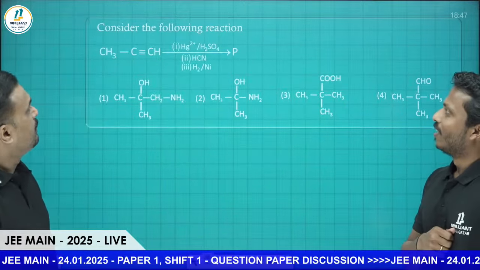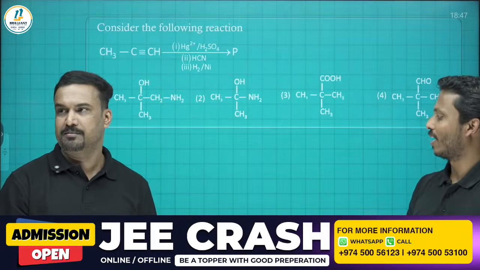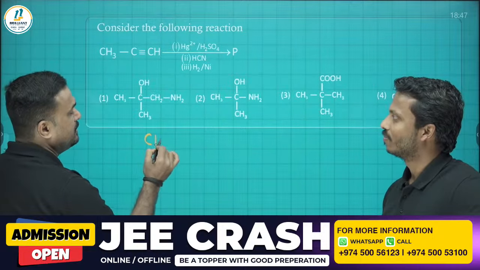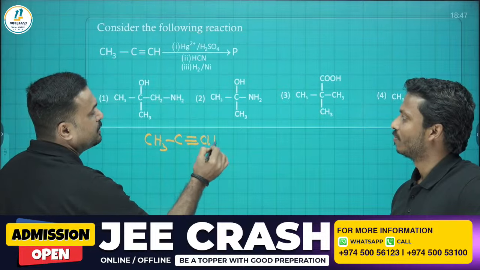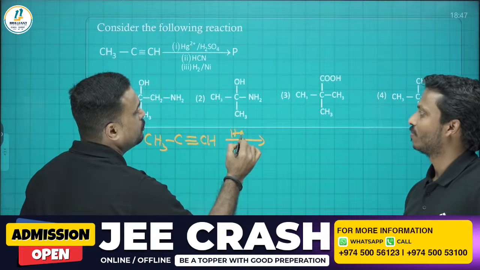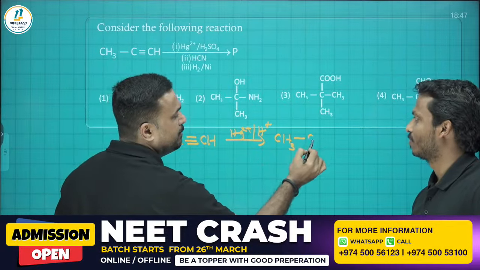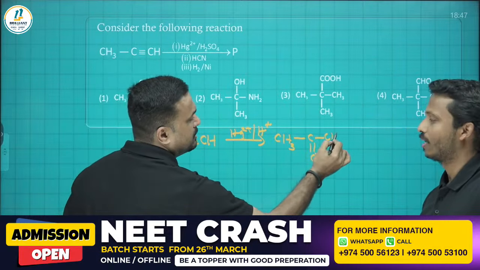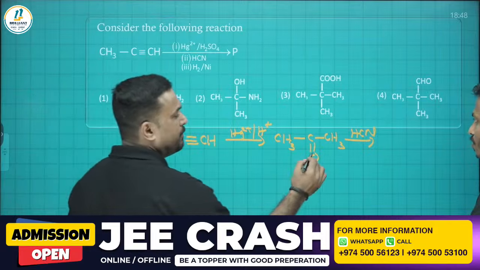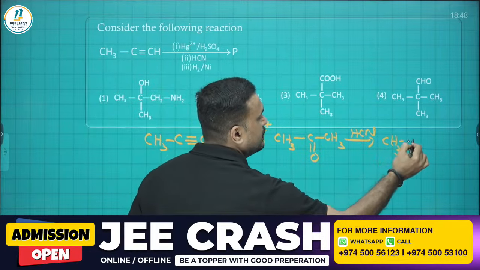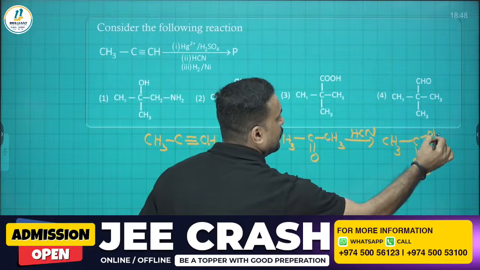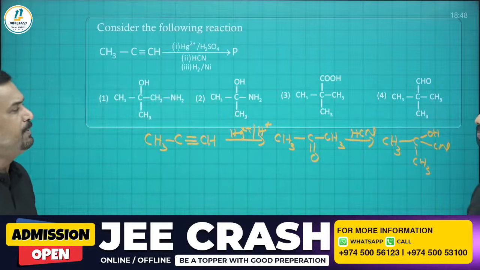We will go to the next. I think this one is comparatively an easy one, a normal reaction. The first one is CH3, C triple bond CH. This is the addition of water, Hg2+ / H+ at 333 Kelvin. Due to tautomerization, it will be converted to propanone. Oxymercuration and rearrangement form this stable compound. When it reacts with HCN, that is nucleophilic addition. Cyanohydrin forms: CH3, C with OH and CN. So cyanohydrin will be formed.